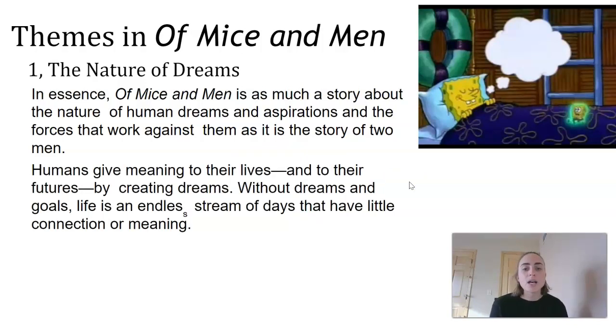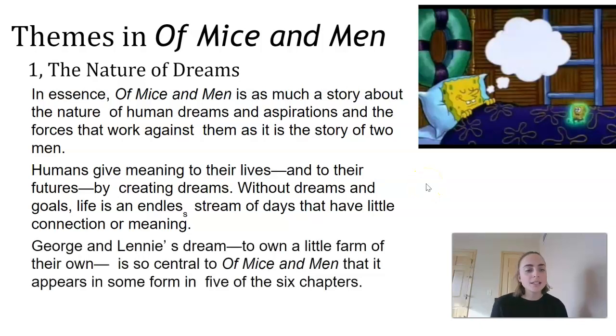Humans give meaning to their lives and to their futures by creating dreams. Without dreams and goals, life is an endless stream of days that have little connection or meaning. George and Lenny, our 2 main characters in the book, their dream is to own a little farm of their own. It's so central to Of Mice and Men that this idea appears in some form in 5 out of the 6 chapters in the book. They're constantly talking about their dream, and their goal is to own their own farm someday.